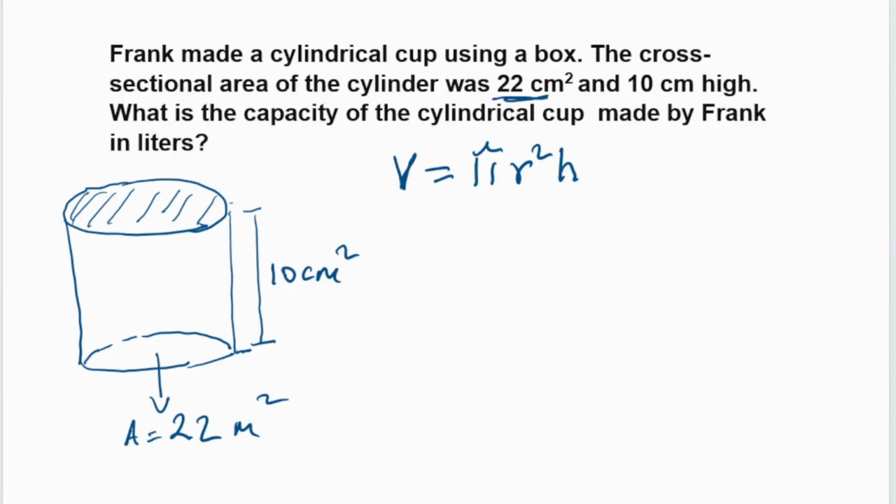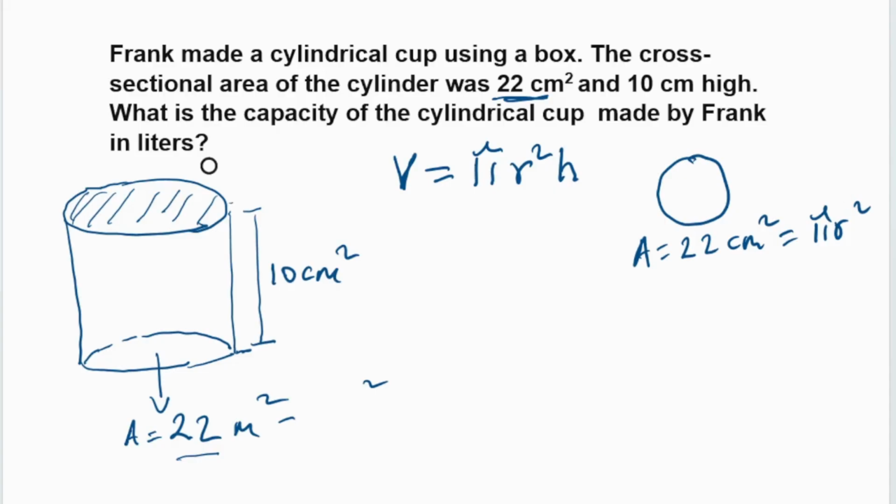Now, this cup has a cross-sectional area of 22 centimeters squared. Because the cross-section is a circle, we find its area using the formula pi r squared. So this circle, which is the cross-sectional area of the cylinder, has an area of 22 centimeters squared, which is equal to pi r squared.